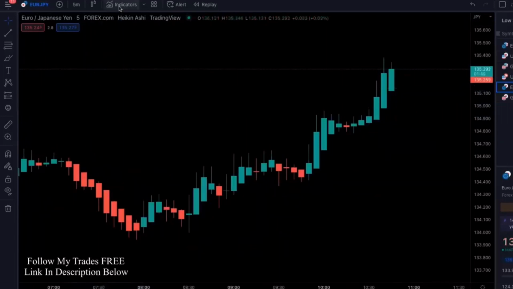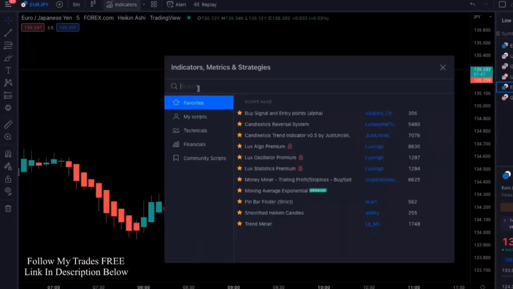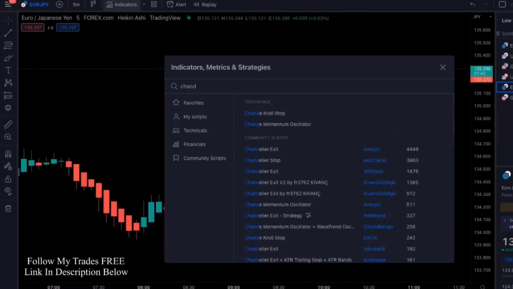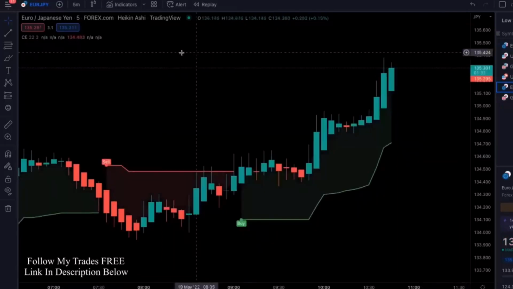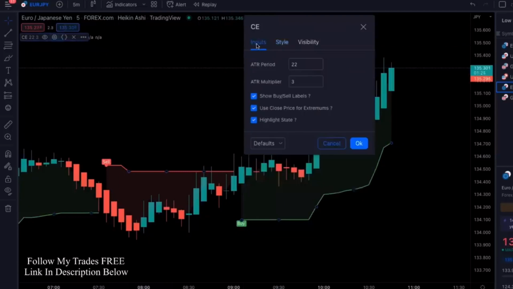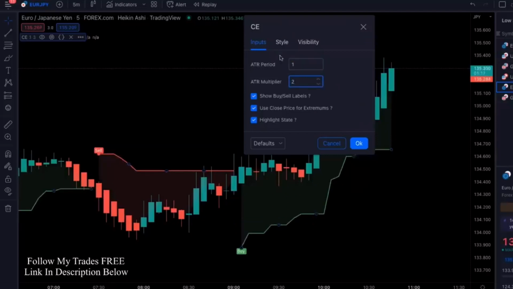So go into indicators and type in Chandelier Exit. All right, by Everget. This is the one that you're going to use, the one with Everget. And then we're going to make some changes to this. Click on the settings right here, and in the inputs, we're going to change the ATR period to 1, and the ATR multiplier to 2.